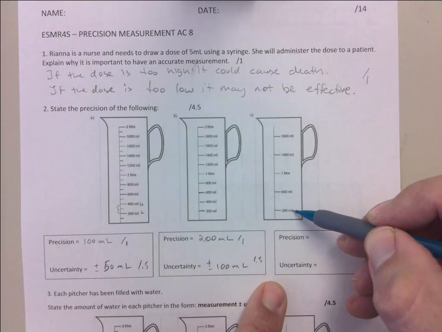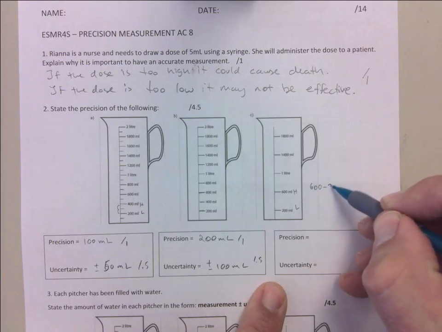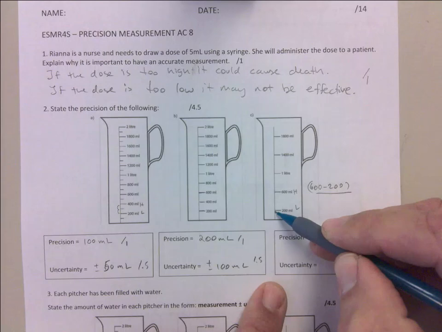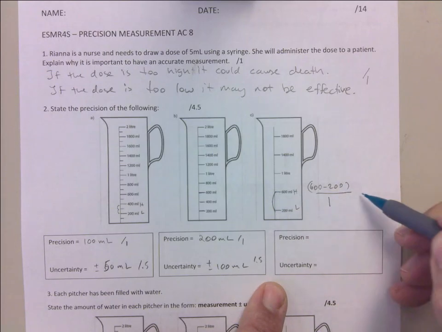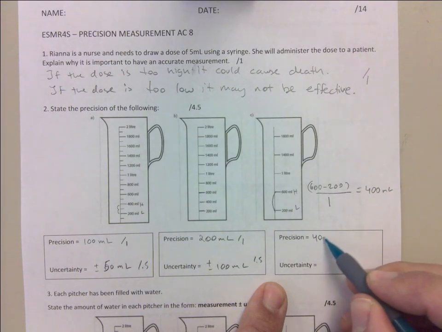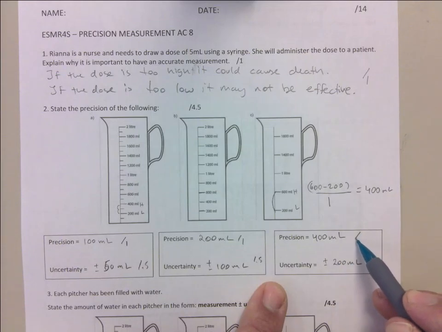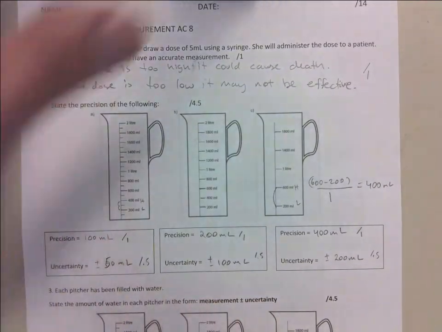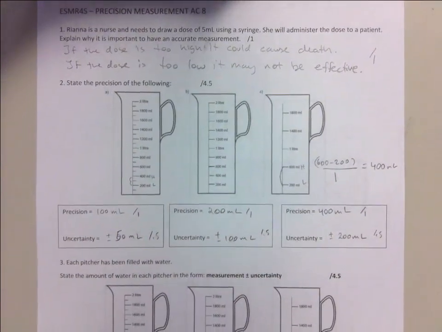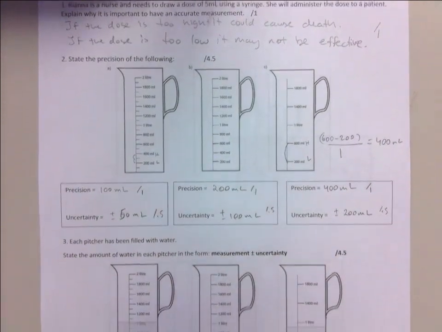What's my precision here? Mr. Jason, does high and low still work? Absolutely. 600 minus 200. How many gaps are there between them? Just 1, right? It's 400 divided by 1, which is 400. So 400 ml still works. Half of that is plus or minus 200 ml. So 1 mark for the precision, half a mark for the correct uncertainty. And so give yourselves a mark out of 4.5 at the top there. It makes it easier to add it all up.